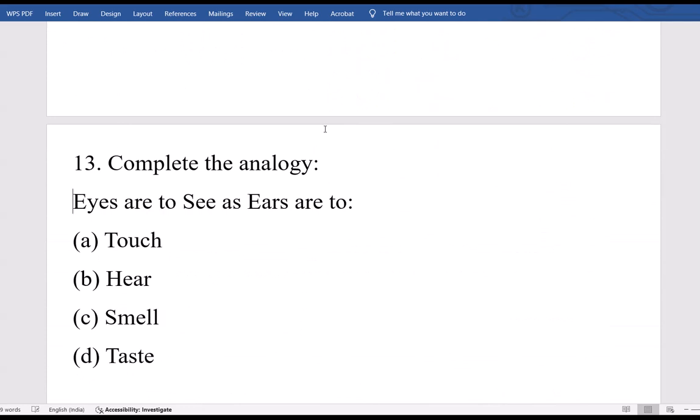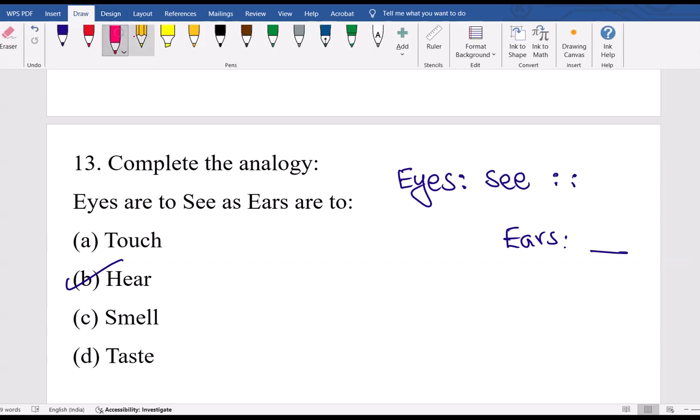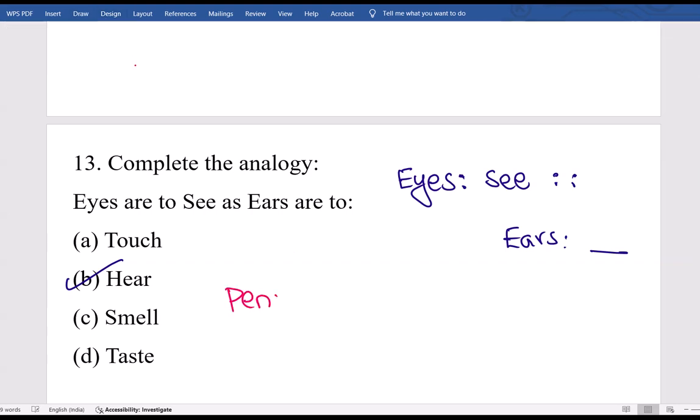In reasoning, analogy related question: eyes are to see, ears are to hear, right? The same thing they can put in this way: eyes : see, like colon model. Okay, so for the next second one, ears : dash, like that they'll give the same answer. They given recently also, in the GATE exam also they given, pen is to write, knife is dash. Pen write, knife cut. Pen is to write, knife is used to cut.